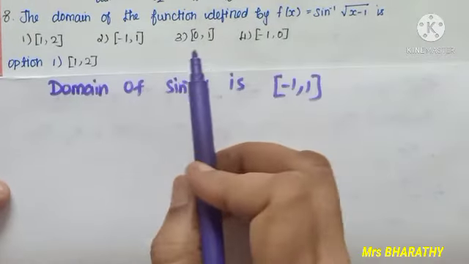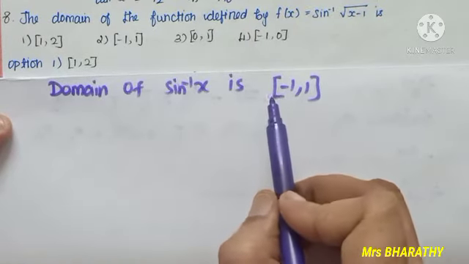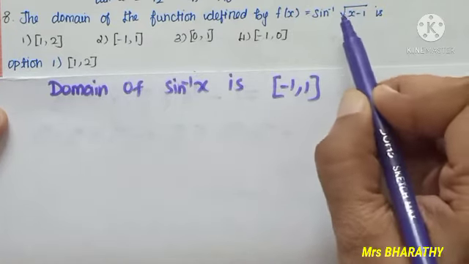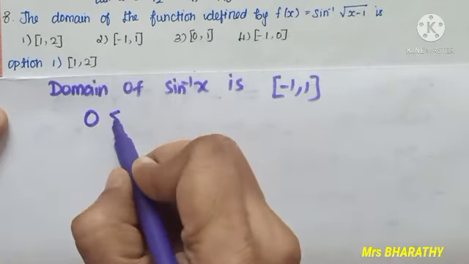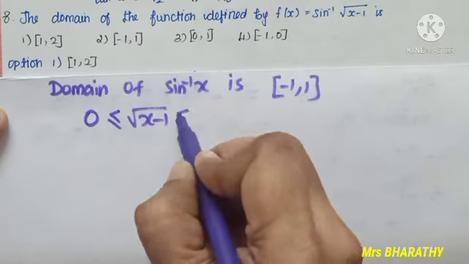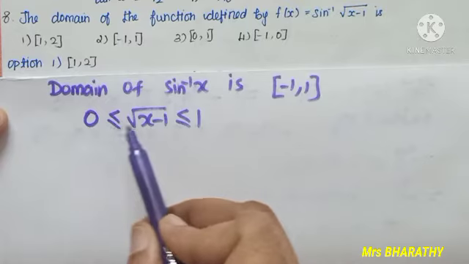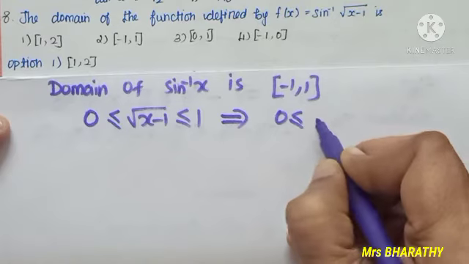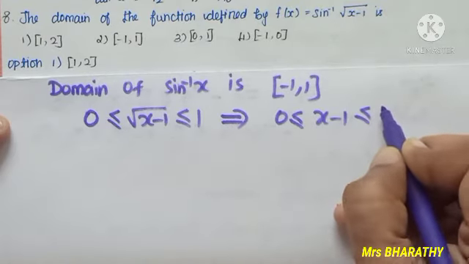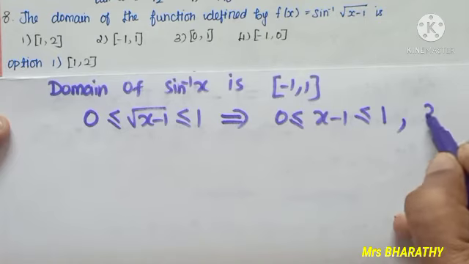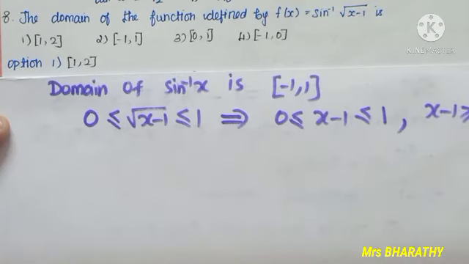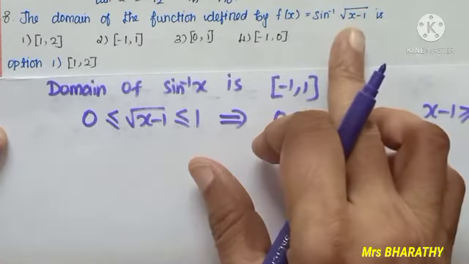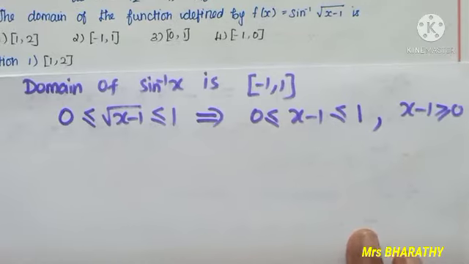We know the domain of sine inverse x is minus 1 to 1. Therefore, this function, root of x minus 1, should lie between 0 and 1. As it is a square root, we take from 0 to 1. Squaring on both the sides, we get 0 less than or equal to x minus 1 less than or equal to 1, because x minus 1 ought to be greater than or equal to 0. Remember, it is inside the square root. It has to be positive.